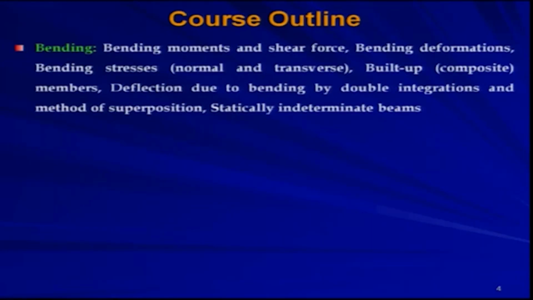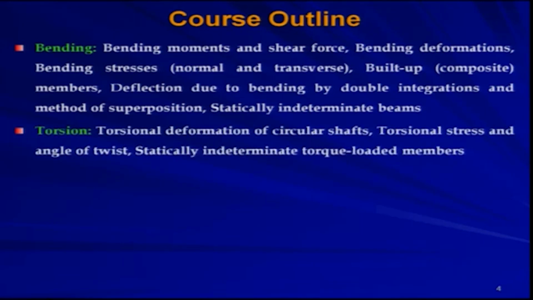Next is bending. It includes bending moments and shear force, bending deformations, bending stresses, normal as well as transverse, built up, that is composite members, deflection due to bending by double integration and method of superposition, statically indeterminate beams. Next is torsion. Under this we will cover torsional deformation of circular shafts. We will be restricting ourselves only to circular shafts, not rectangular or any other shape of shafts. Torsional stress and angle of twist, statically indeterminate torque loaded members.